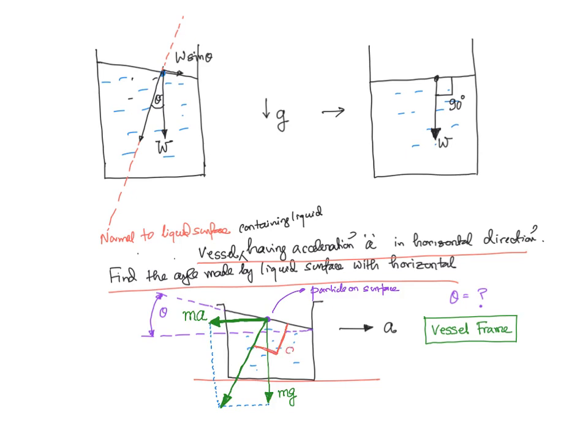Why should it be perpendicular? You know that because then only it will have no component of the force parallel to its surface. Because if there is a component, it will move and the liquid will not stabilize. So how much is this angle theta? Oh, by the way, this is the same angle theta.